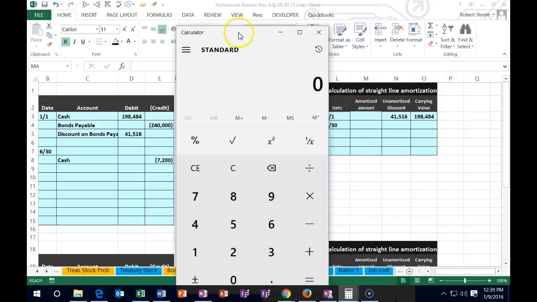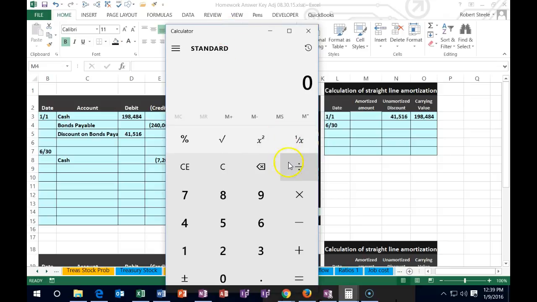If we pull out the calculator, we're going to say that if we calculate the interest on this, we've got the discount of 41,516 divided by the number of years. We said that we're going to have this for 15 years. So divided by 15, it's not an even number, of course, but it's 2,767 per year. However, we pay the interest semi-annually, or twice a year. So we could take that number and divide it by 2, and that would give us the 1,383.